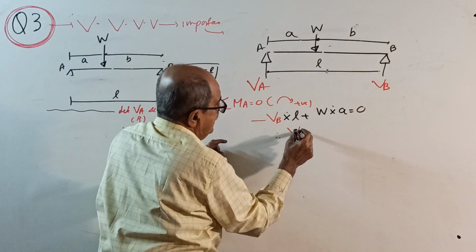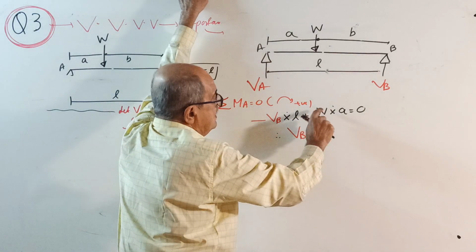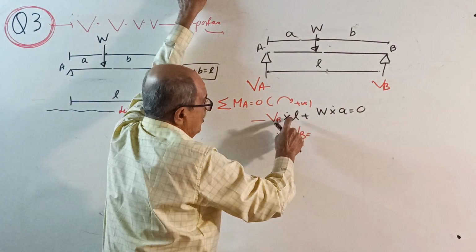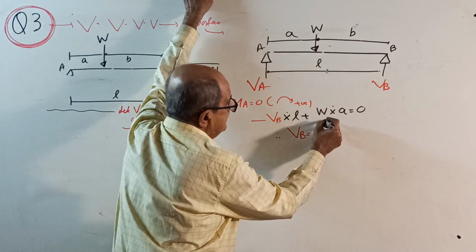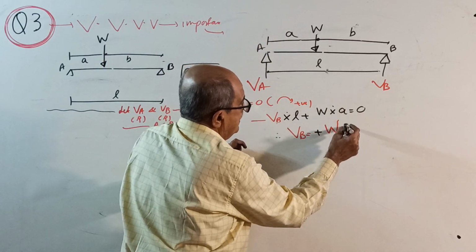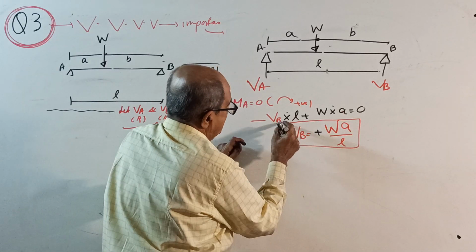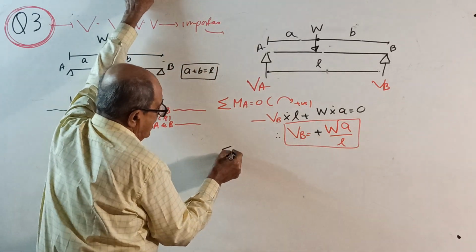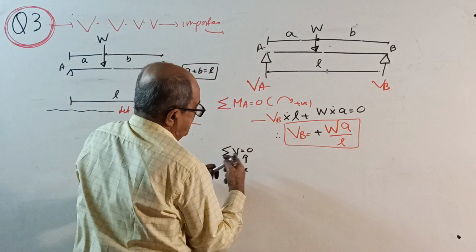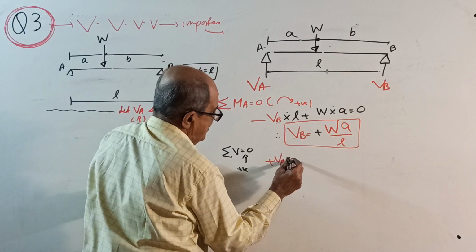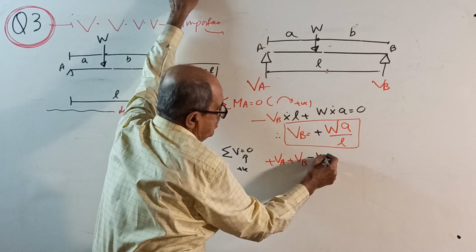Therefore, your VB will be equal to, see, minus VB into L plus this, you can take to the other side. Primary school mathematics, it will come: plus W into A divided by L. Okay. Now, sigma V equal to 0, take upward positive. You get plus VA plus VB minus W equal to 0.